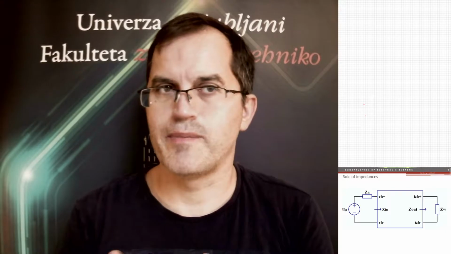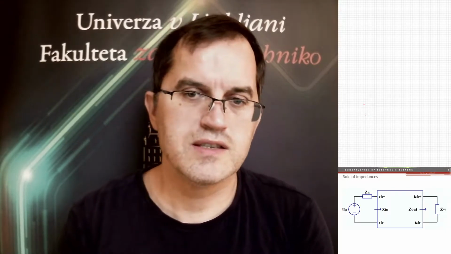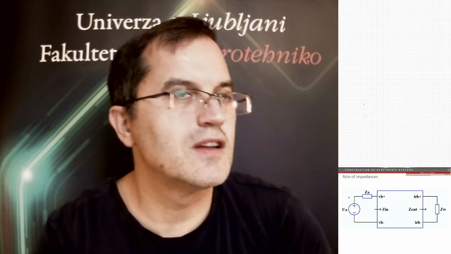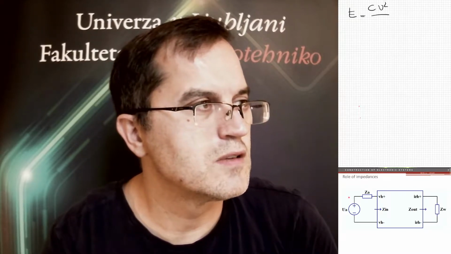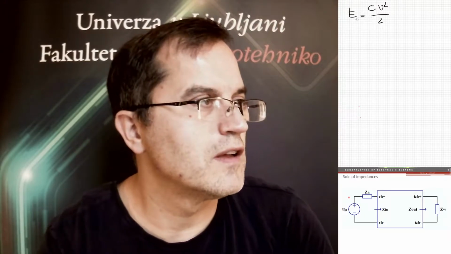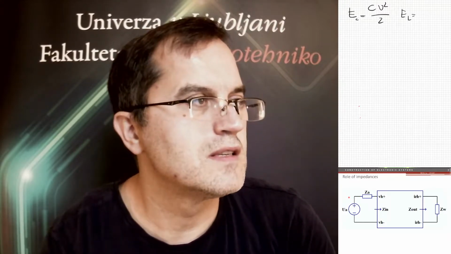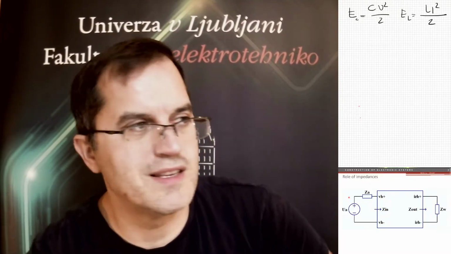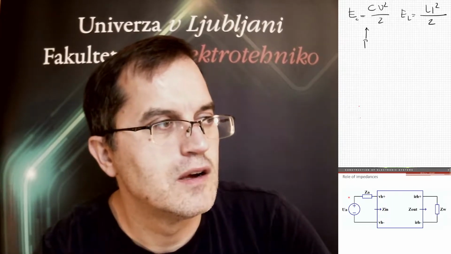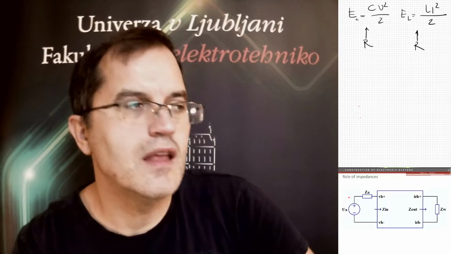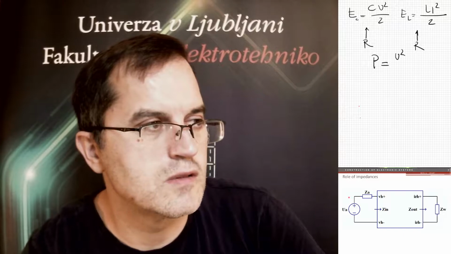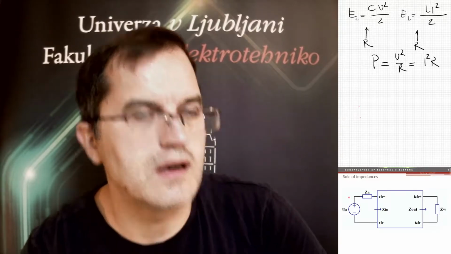You have an energy of capacitor which is C u squared halved, right? So the capacitance energy is C u squared halved, and the energy of the inductor is L i squared half. So this energy can only be dissipated if you are including resistances here, because then the power is defined as U squared over R or I squared R.